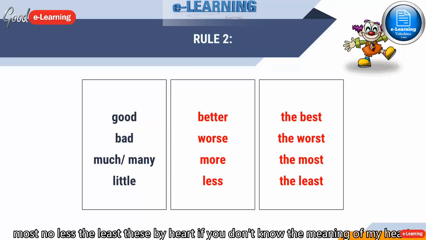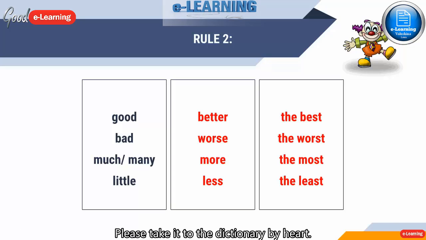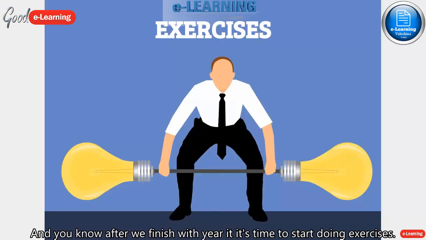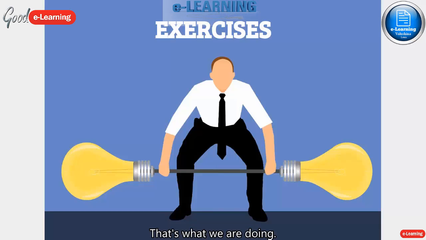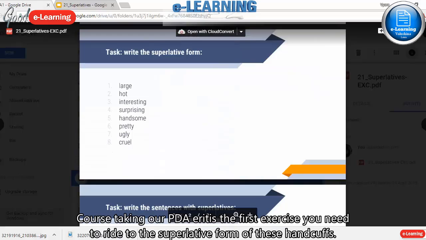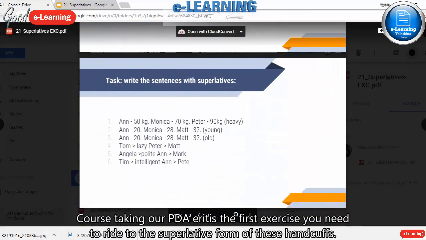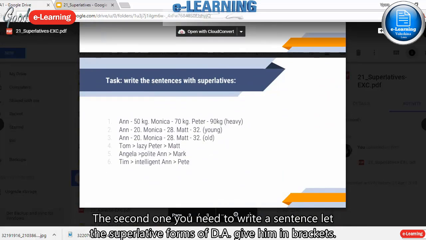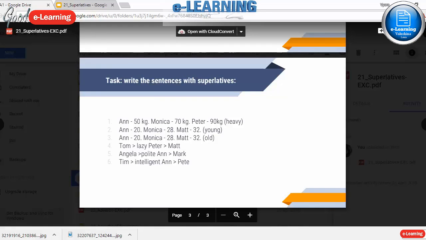If you don't know the meaning of by heart, please check it in the dictionary. By heart. And as you know, after we finish with theory, it's time to start doing exercises. That's what we are doing, first checking our PDF. Here it is. The first exercise, you need to write the superlative form of these adjectives. The second one, you need to write the sentences with the superlative forms of the adjectives given in brackets. Good luck!